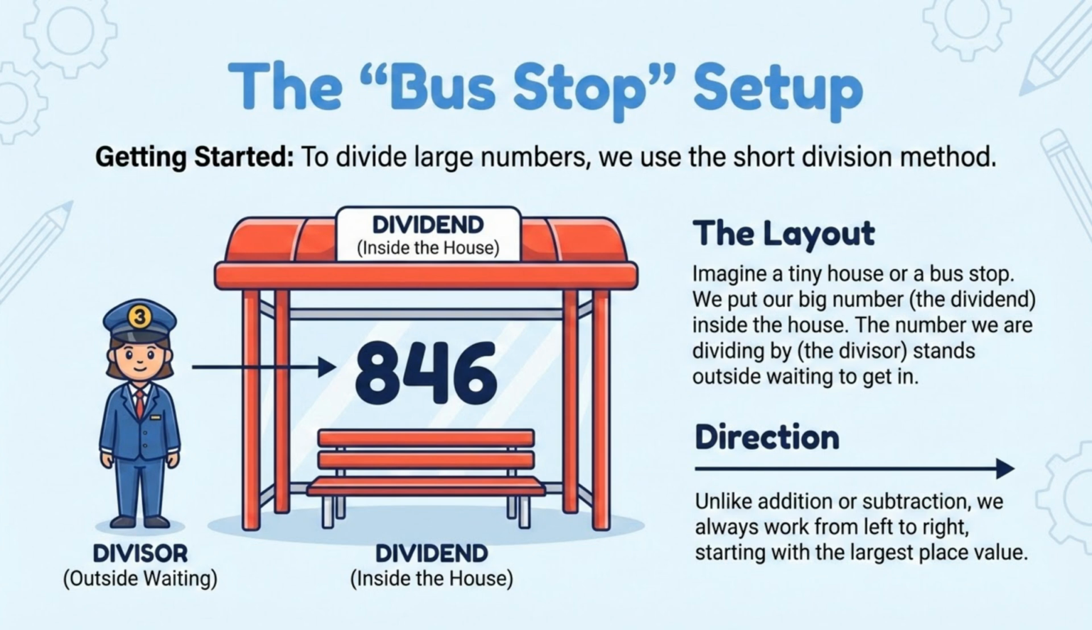The bus stop setup is used for short division. The dividend, or big number, goes inside the house. The divisor is outside waiting. We always work from left to right, starting with the largest place value.